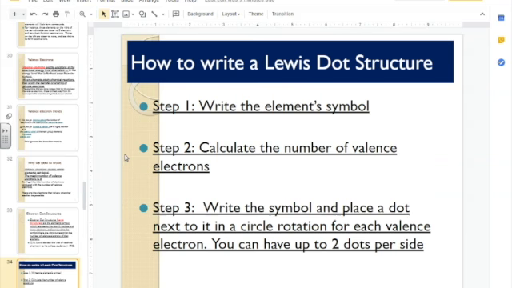So how do you write a Lewis dot structure? First, I'm going to go over the different steps, and then I will go over practice problems with you all and how to draw these. Step 1, write the element symbol. Step 2, calculate the number of valence electrons that element has. Step 3, write the symbol and place a dot next to it in a circle rotation for each valence electron. You can have up to 2 dots per side.